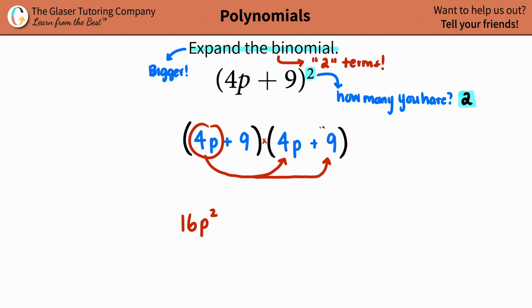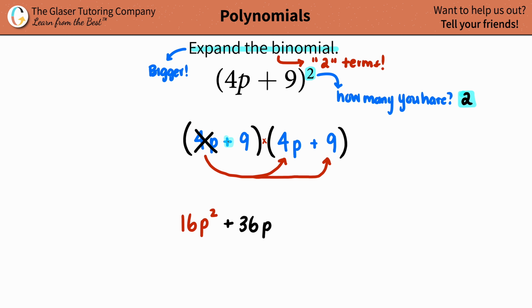Now, let's be fair and go to the next one. Do numbers first. So 4 times 9 is 36. It's a positive 36. So plus 36. This has a p-value, but the 9 does not. So you only have 1 p. So that just comes along for the ride. Now, once you've multiplied with your first term, forget about it. Forget about it. And go on to your next term.